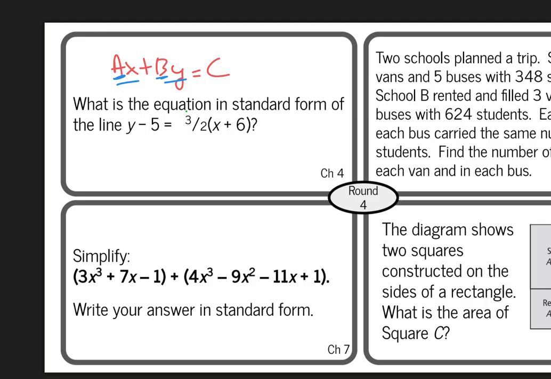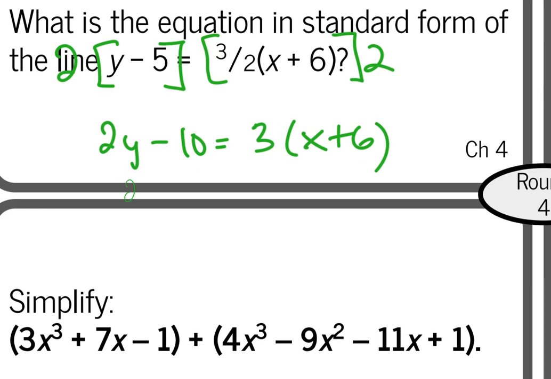So here's what I'm going to do. I'm going to multiply both sides of the equation by 2. So I get 2y minus 10 equals 3 times x plus 6. This is now 2y minus 10 equals 3x plus 18. I'm actually going to keep my x here, so it's negative 28 equals 3x minus 2y, and that's it.